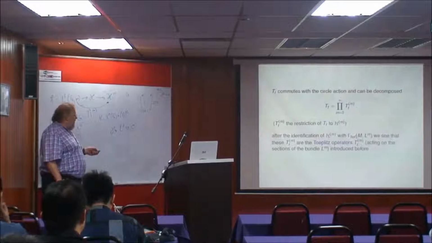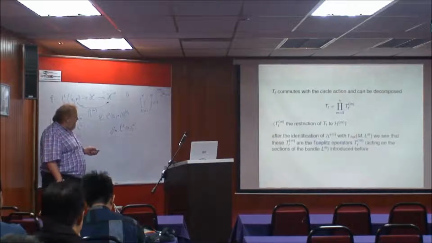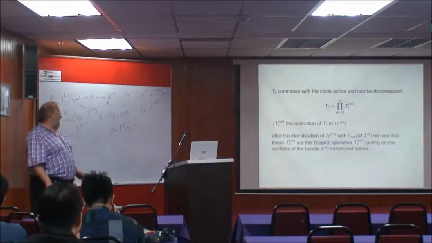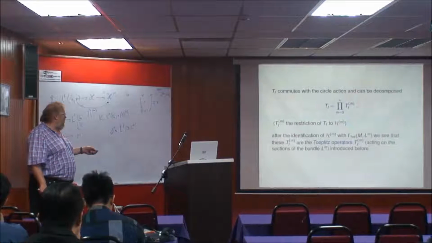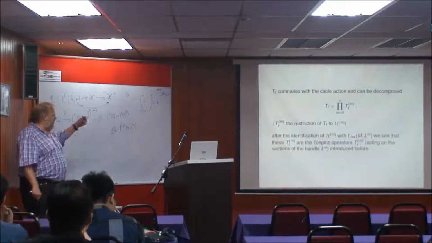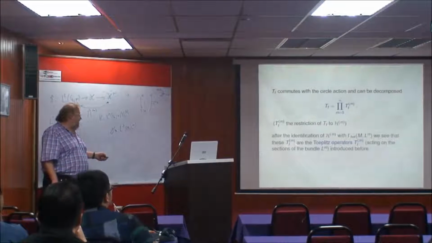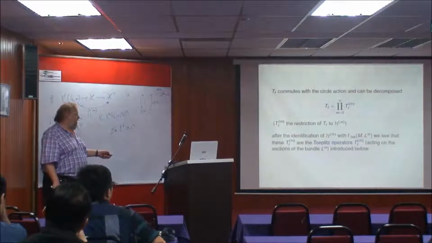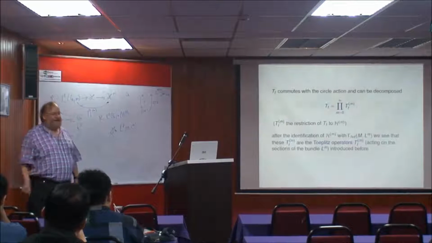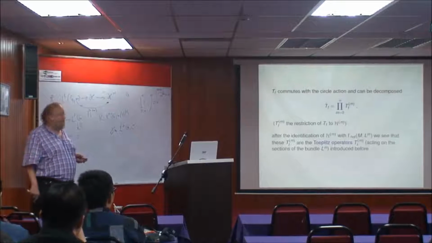So we can decompose the TF into TFM. Again, maybe I should have put it later. I will correct this later to put a hat on it because these are not exactly the TF which we had before, but they will be like this. By saying, okay, the restriction of this global Toeplitz operator to HM, this we denote by TFM. But now the crucial point here. After the identification of HM with the space of quantization, then we see that the TFM are indeed the Toeplitz operator TFM acting on the sections of the bundle LM introduced before. So now I erase again the hat because they are indeed the same. After this identification, of course.